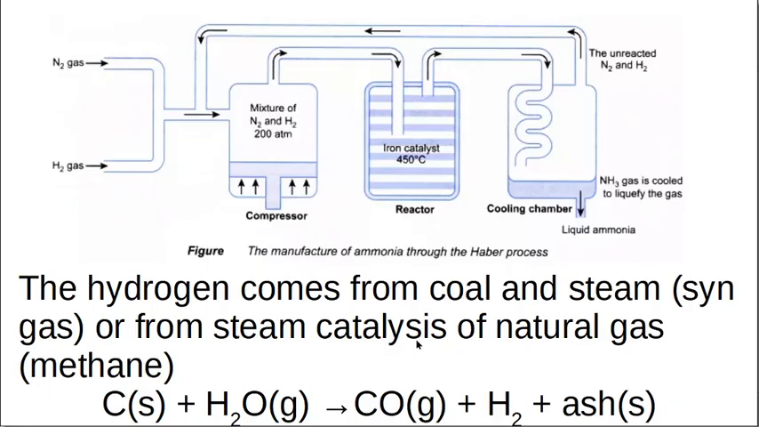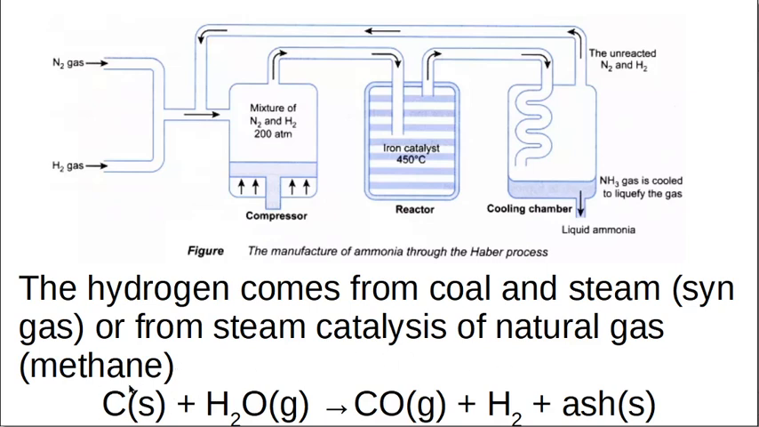So let's go back to this now. We've figured out how we got the nitrogen from the fractional distillation of the air. Now we need to get the hydrogen into the system, okay? It's different in different countries in the world, but in South Africa, Sasol is actually vaguely famous for this. They get the hydrogen from coal and steam. They call it syngas, or you can get it in other places from steam catalysis of natural gas, which is methane. We don't actually have a lot of methane here.